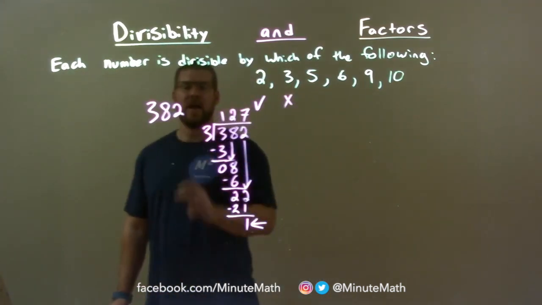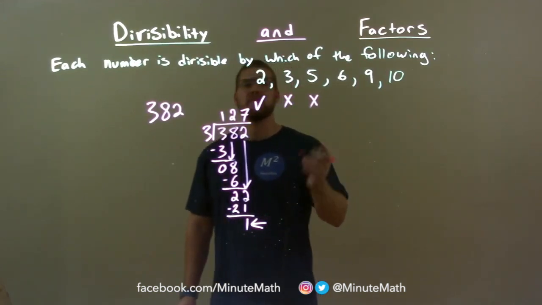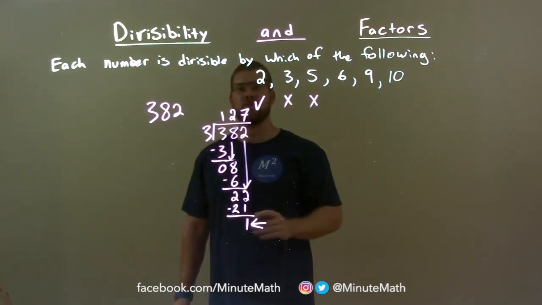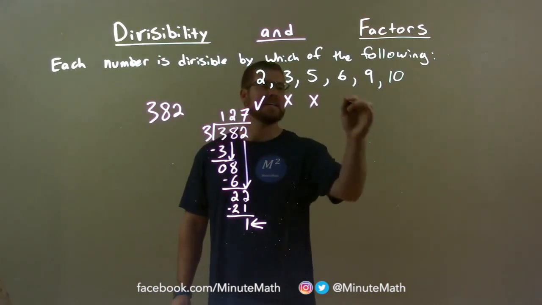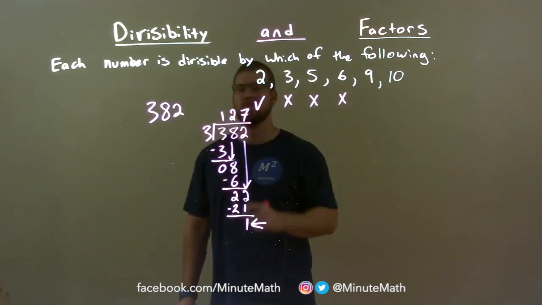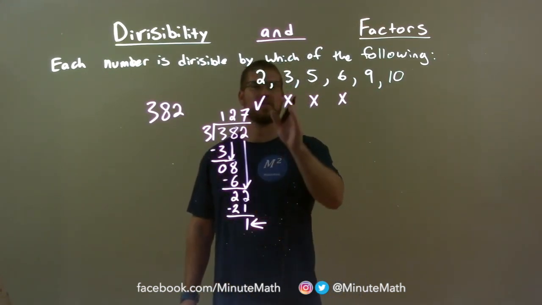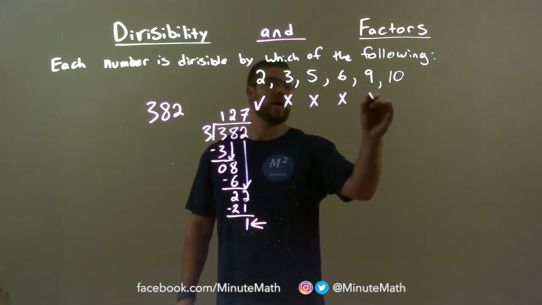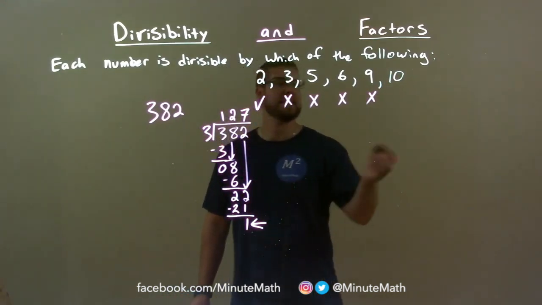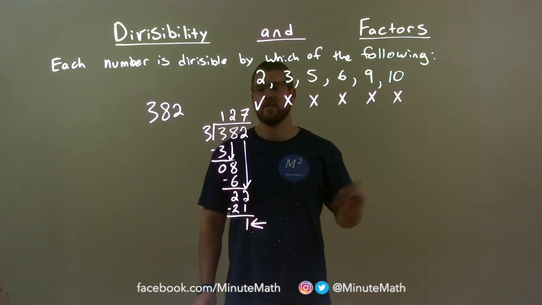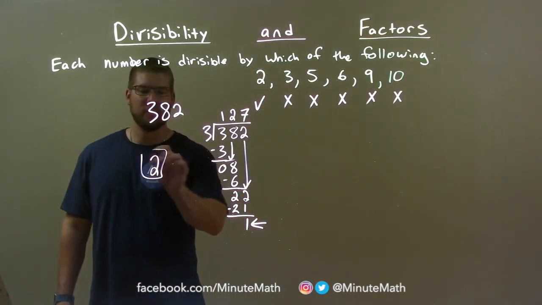5. The number doesn't end in a 0 or a 5, so 5 is out. Since 6 requires 2 and 3 to both be divisible, or 382 divisible by 2 and 3, 6 is out because both of those don't happen. 9 has to have 3 as well. Since 3 does not happen, 9 won't happen. 10, does our number end in a 0? No, it doesn't. So 10 does not go into 382. So our final answer is just the number 2.